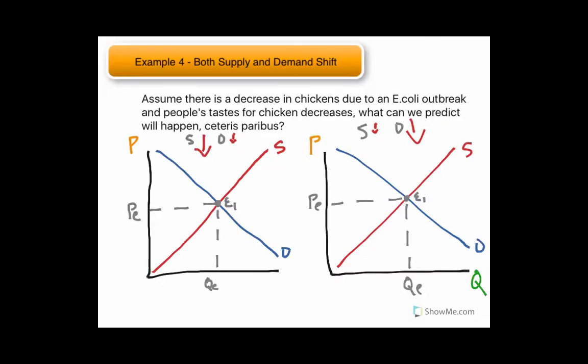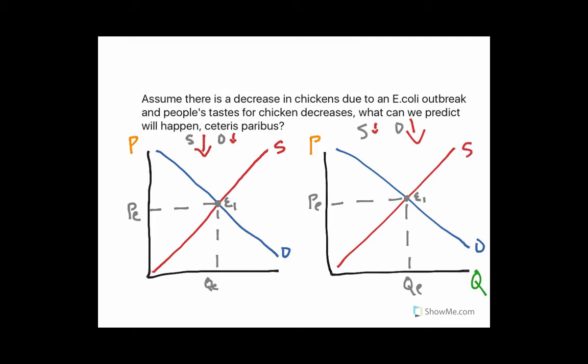There's two different markets going on, and we cannot predict the price. So since we're not given the exact numbers, we have to draw two different graphs, and they'll have two different possible outcomes for each one. So the problem states, assume there's a decrease in chickens due to an E. coli outbreak, and people's taste for chickens decreases. What can we predict will happen?